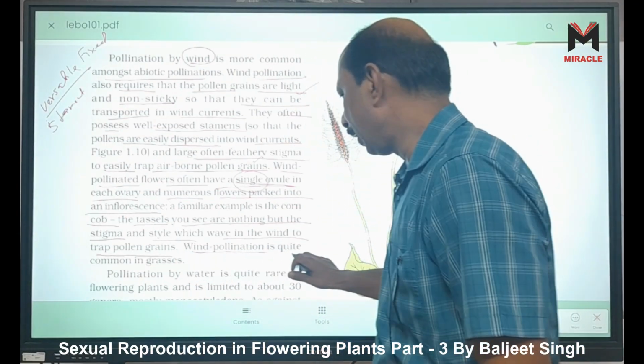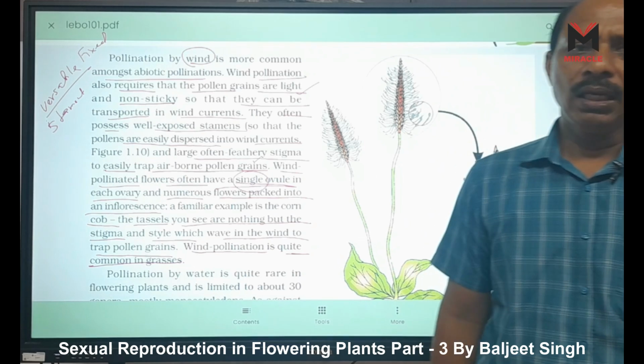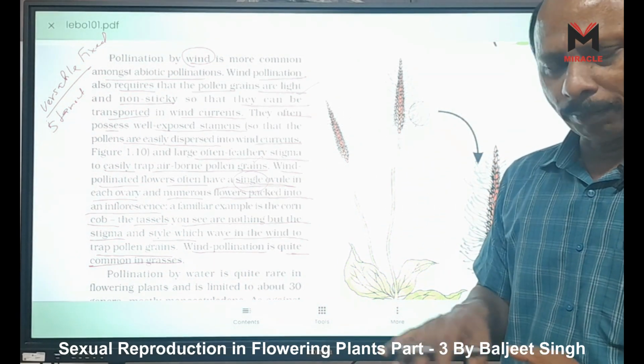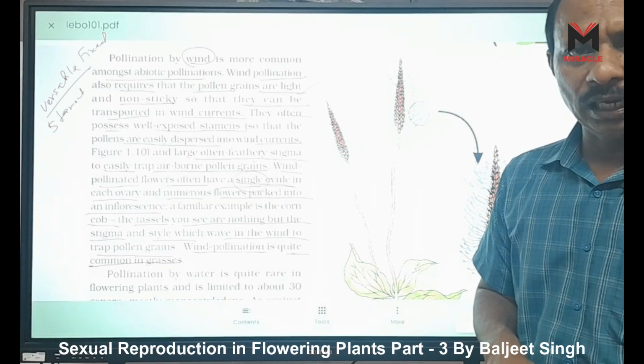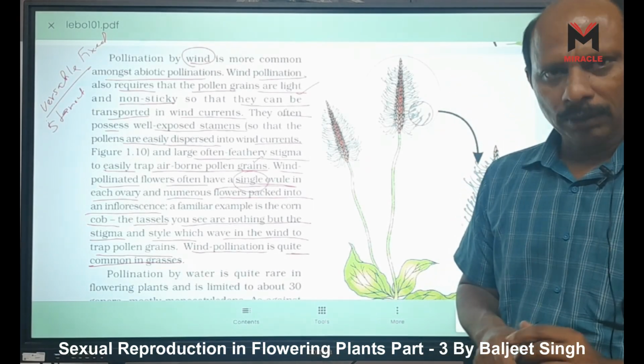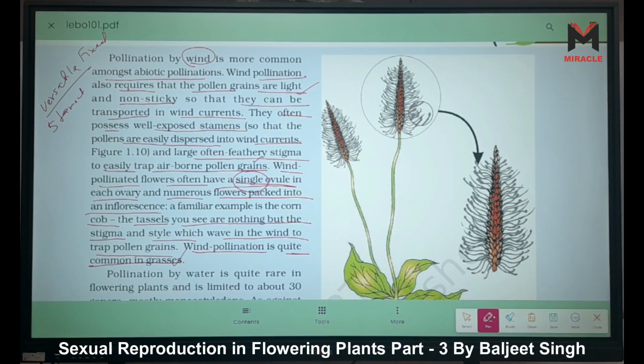Wind pollination is quite common in grasses. Grasses means our Poaceae family. This family is also present in our NEET syllabus. It is not present in our NCERT, but it is in our NEET syllabus, right? Poaceae family means grass family. Pollination by wind is very common in the grass family.